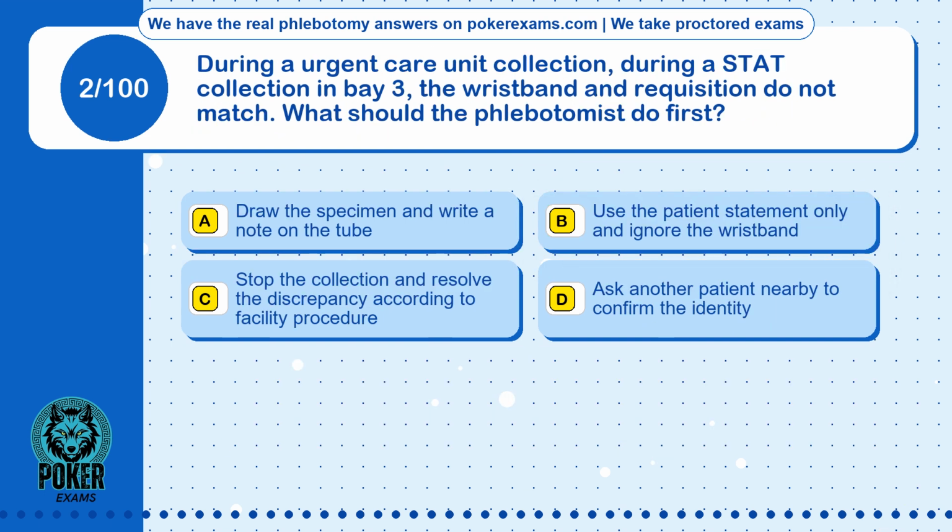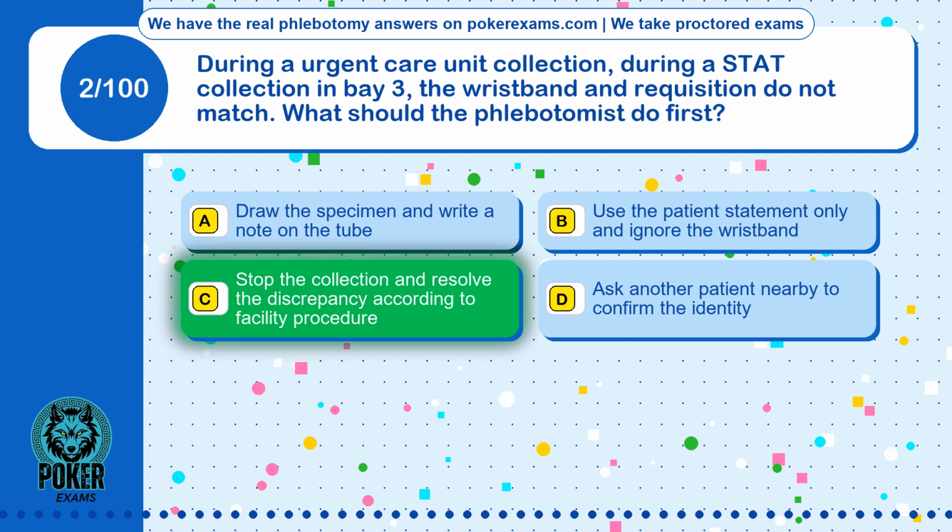Question 2. During an urgent care unit collection, during a stat collection in Bay 3, the wristband and requisition do not match. What should the phlebotomist do first? Option A. Draw the specimen and write a note on the tube. Option B. Use the patient statement only and ignore the wristband. Option C. Stop the collection and resolve the discrepancy according to facility procedure. Option D. Ask another patient nearby to confirm the identity.